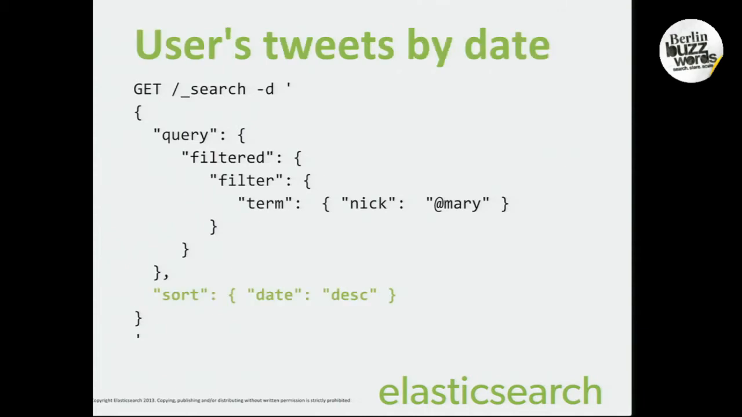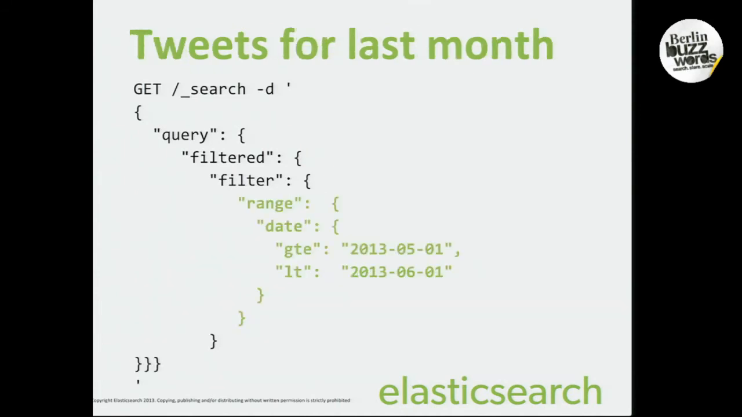But if I'm searching for Mary's tweets, there's no relevance. I'm just given a bag of tweets. To have them ordered, perhaps recency is a useful ordering, so we can sort by the date field. Perhaps I want to limit it just to tweets from the month of May, and I can use the range filter here on the date field to specify lower and upper bounds.